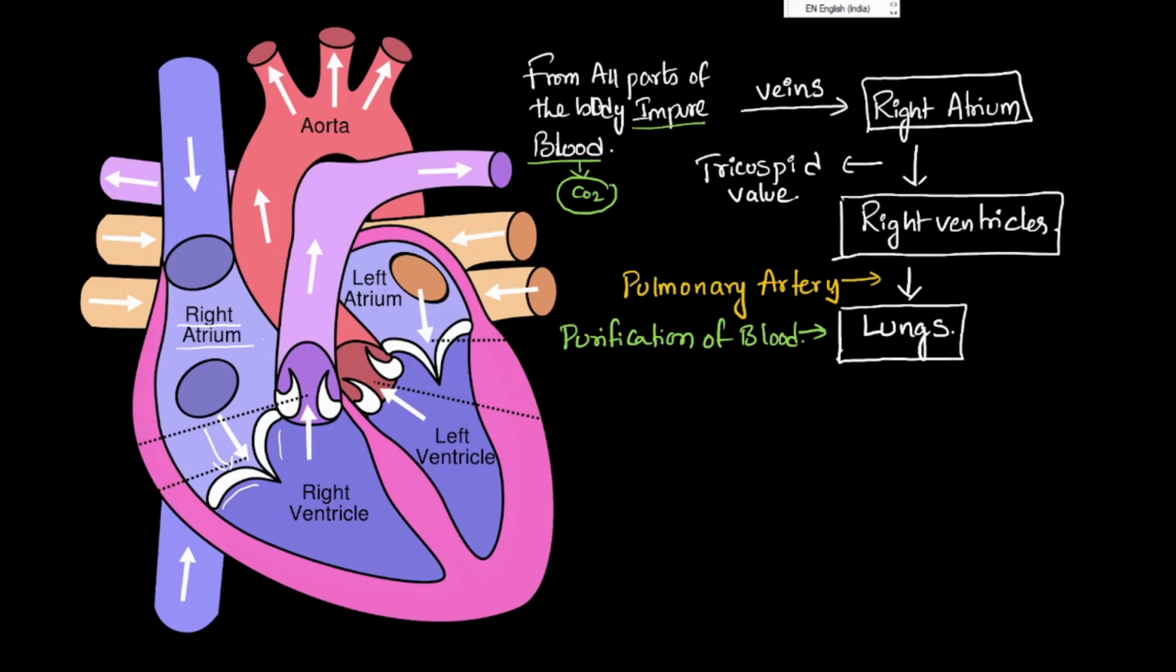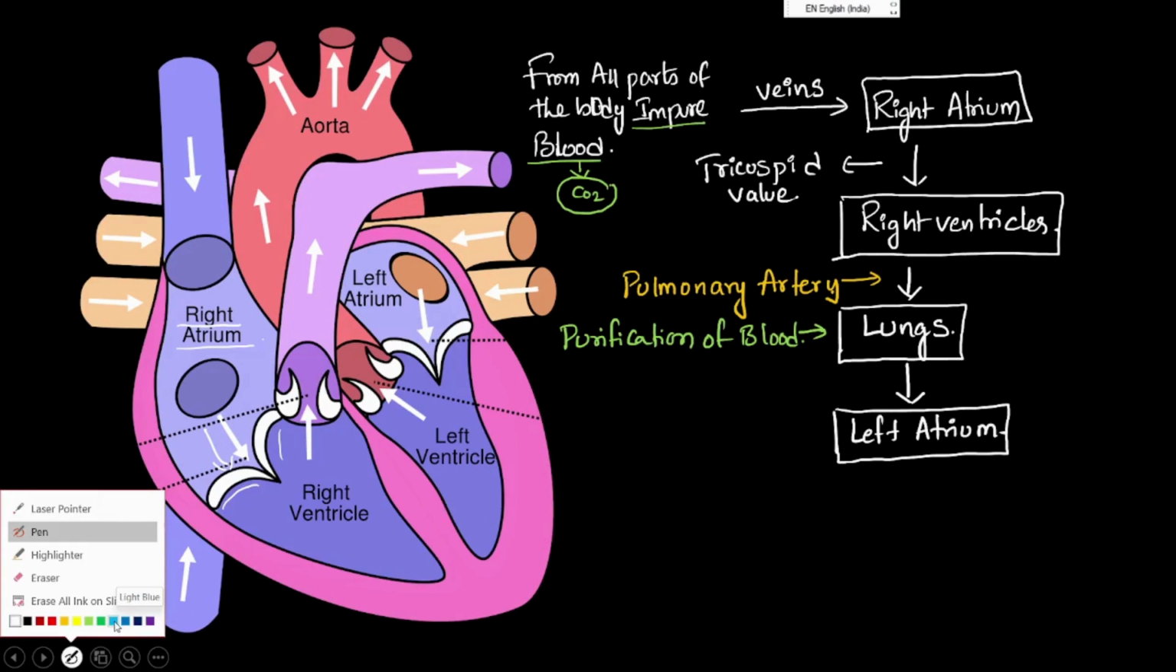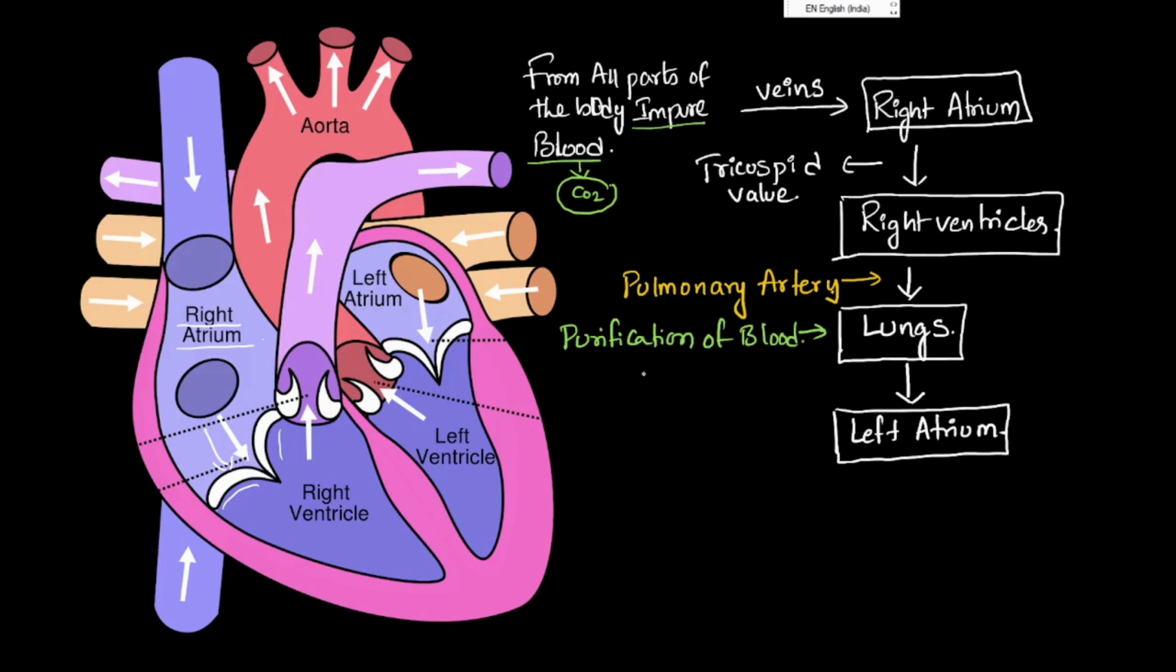Once the blood is purified inside the lungs, from the lungs blood will enter into the left atrium, students. Who will carry purified blood from the lungs to the left atrium? The pulmonary vein, students.